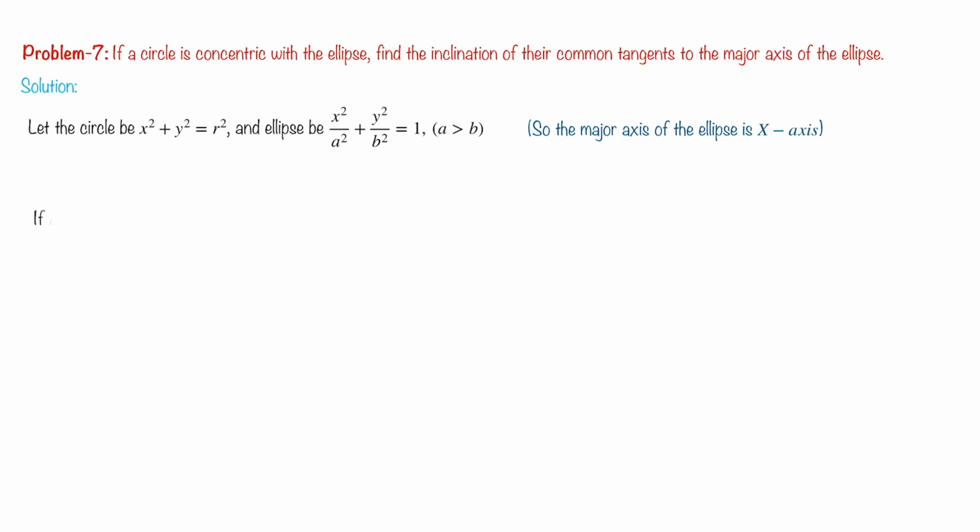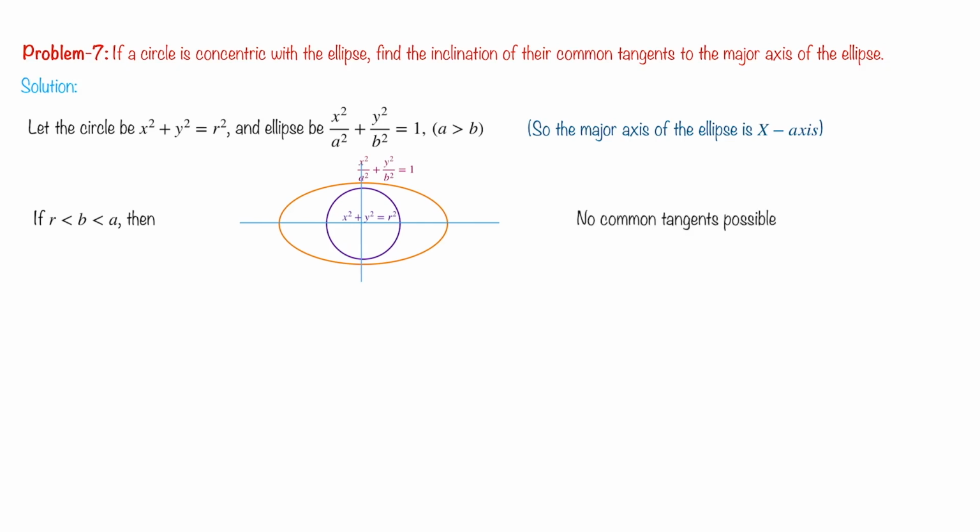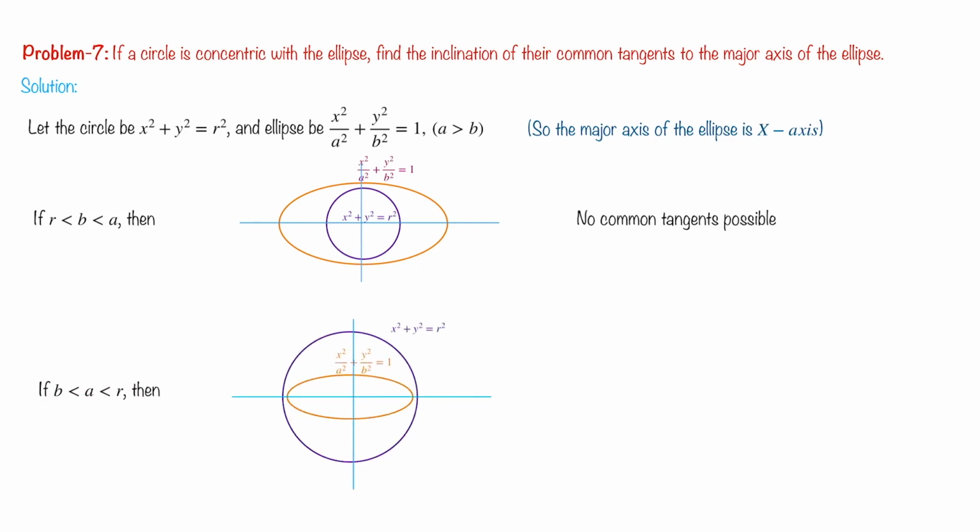Now let me consider the case r less than b less than a. In this case, the circle will be entirely inside the ellipse like this, so no common tangents are possible. Similarly, in the next case, b less than a less than r, if r is bigger than a, then the ellipse sits entirely inside the circle like this. Again, no common tangents are possible. So in these cases we cannot talk about this angle.